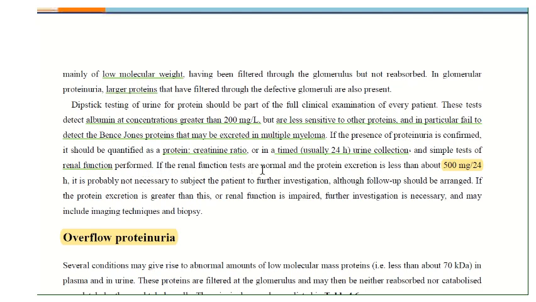If the renal function tests are normal and the protein excretion is less than about 500 milligram per 24 hour, it is probably not necessary to subject the patient to further investigation, although follow-up should be arranged. أما إذا البروتين excretion is greater than this، يعني أكثر من 500 ملغ per 24 hour، أو renal function is impaired، further investigation is necessary and may include imaging techniques and biopsy.